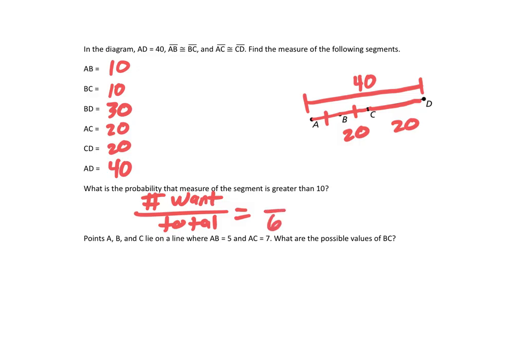Out of those 6 segments, how many of them are greater than 10? 4, yep. 10 is not greater than 10. Same thing here. These 4 are greater than 10. So 4 out of 6. Would we leave it like that? No. What should we always do with fractions? Always simplify. Take 2, yep, 2 out of, so 4 divided by 2 is 2, 6 divided by 2 is 3, 2 over 3. That would be our simplified answer, a 2 out of 3 chance.